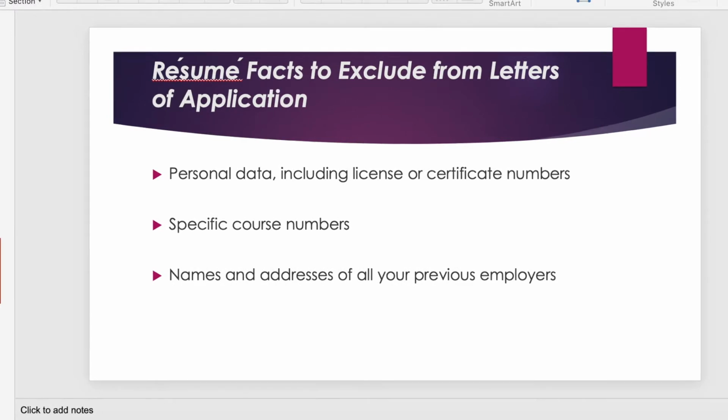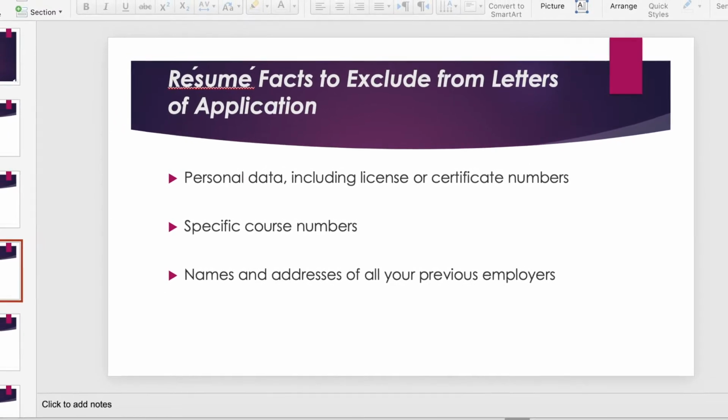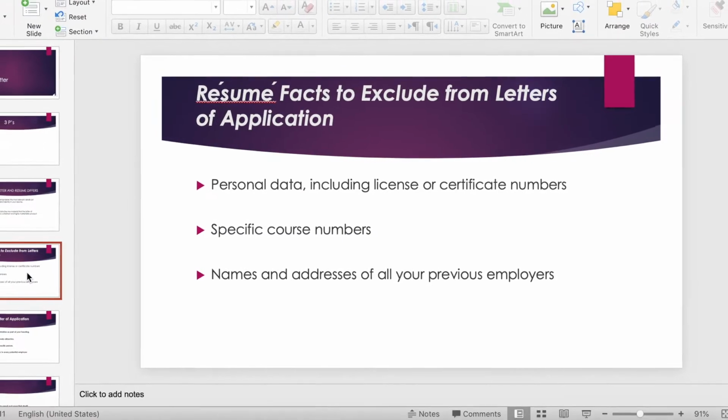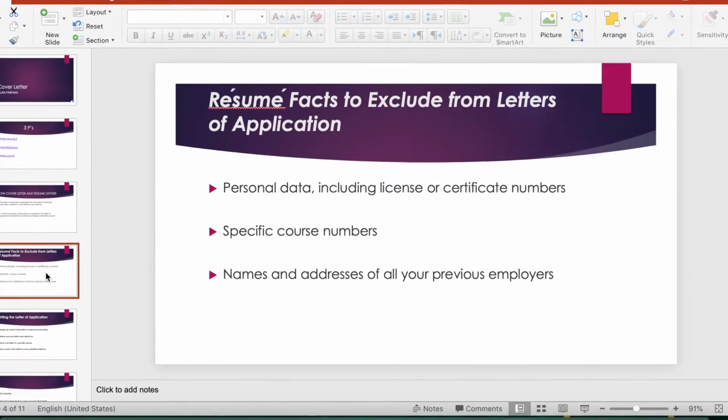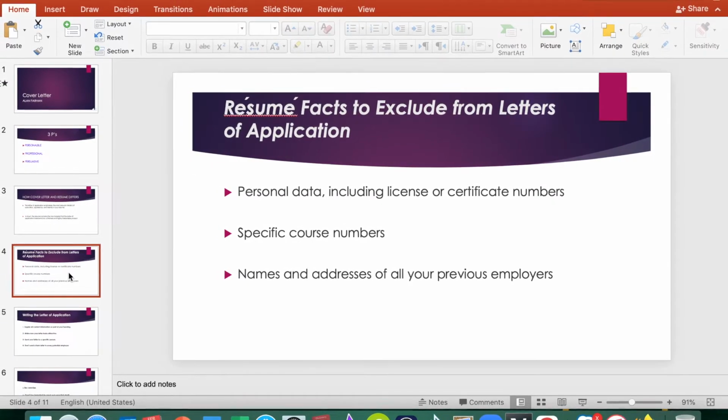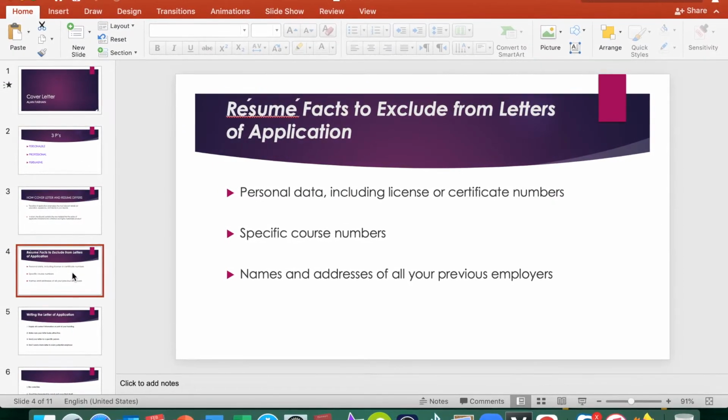First one is personal data. You don't need to include your license or certificates, how many languages you can speak, or computer skills you can work on. You don't need all these details.